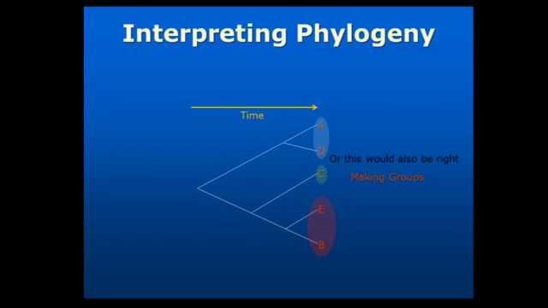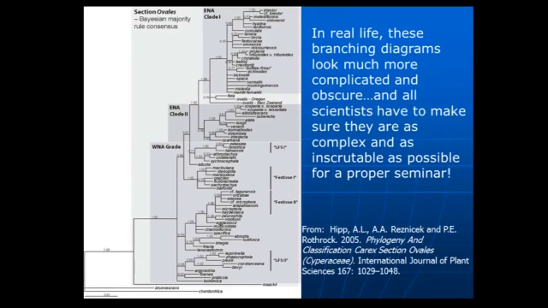So you still have differences of opinion. You can't have science without differences of opinion. So this is how we would interpret these phylogenetic diagrams. And of course, in reality, they look much more complicated, and this is on purpose. Scientists do this because you can't really present a good seminar unless you have some inscrutable slides. So this is the kind of thing that's very important.